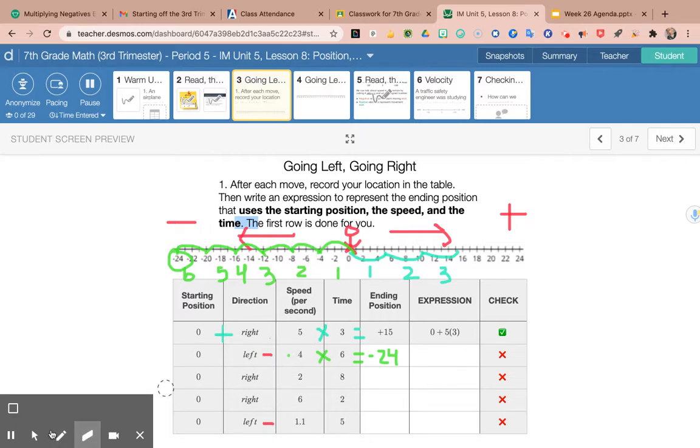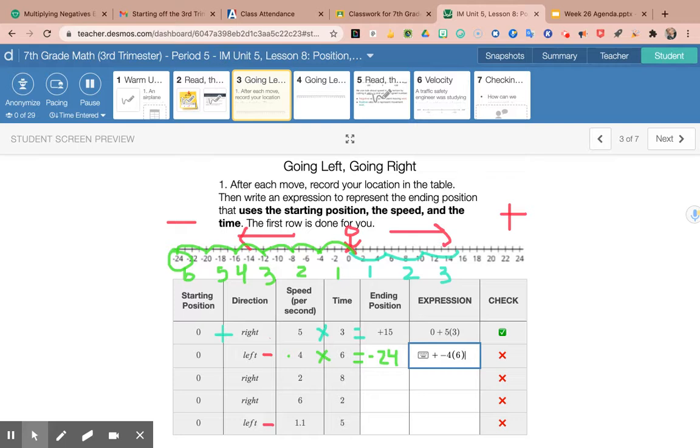All right, so my expression is going to look like this. 0, I started at 0. I went left 4 spaces, so negative 4. And I did that 6 times. And my answer was negative 24, because I ended up on the left. So my expression was 0 plus negative 4 times 6.